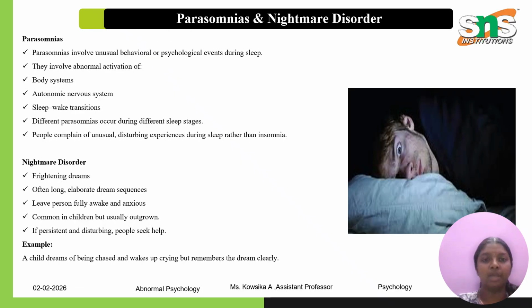The next is parasomnia and nightmares. Parasomnia involves unusual behavior or psychological events during sleep. They involve abnormal activities during sleep, involving body systems, the autonomic nervous system, and sleep-wake transition. Different parasomnias occur, like walking in the sleep or eating. People complain of unusual disturbances experienced during sleep rather than insomnia. If a person is sleeping, they will have unusual disturbances which they can't explain.